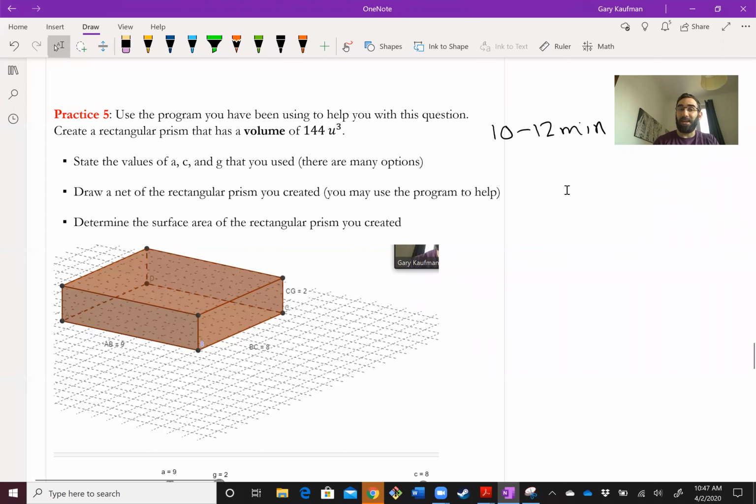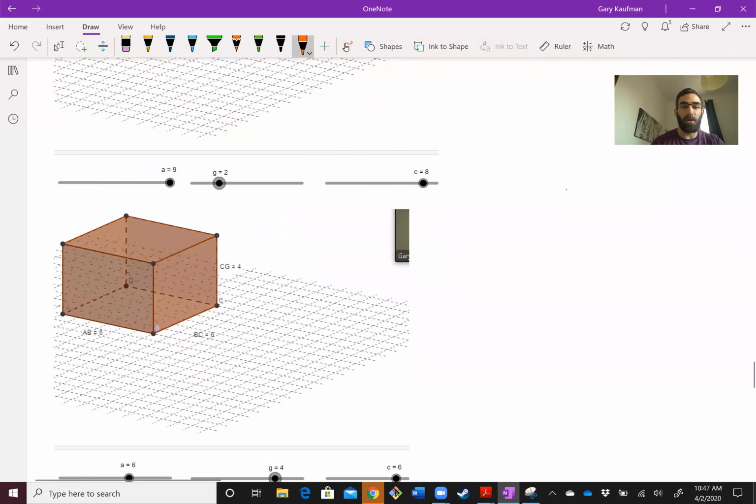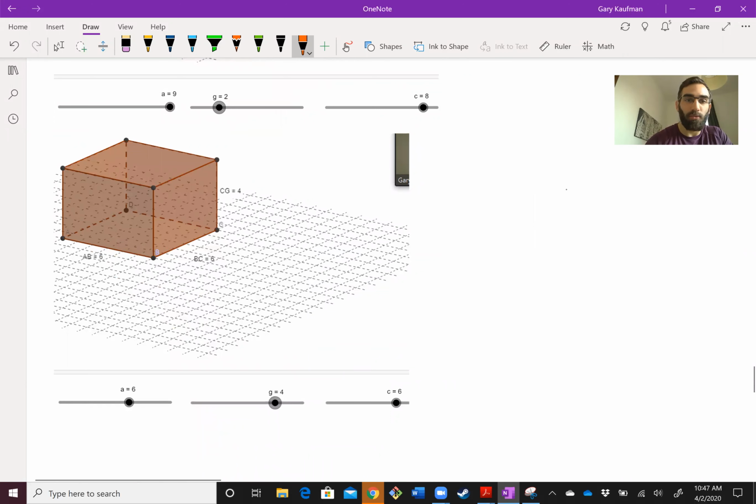Here are my 2 examples for practice 5. So I made the base a 9 by 8 with a height of 2, giving me a volume of 144 units cubed. My surface area for this one happened to be 212 units squared. Again, I will be seeing if yours are correct. I will also be looking at your notes to see your net. This one, I made a 6 by 6 base with a height of 4. This had a surface area of 168 units squared. Don't forget to put those units.